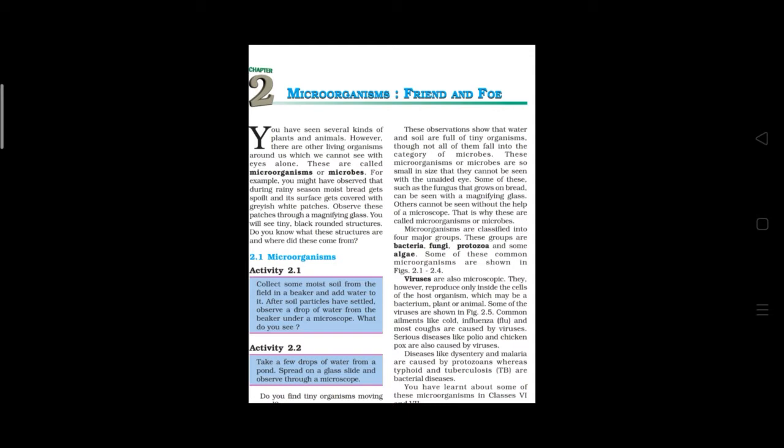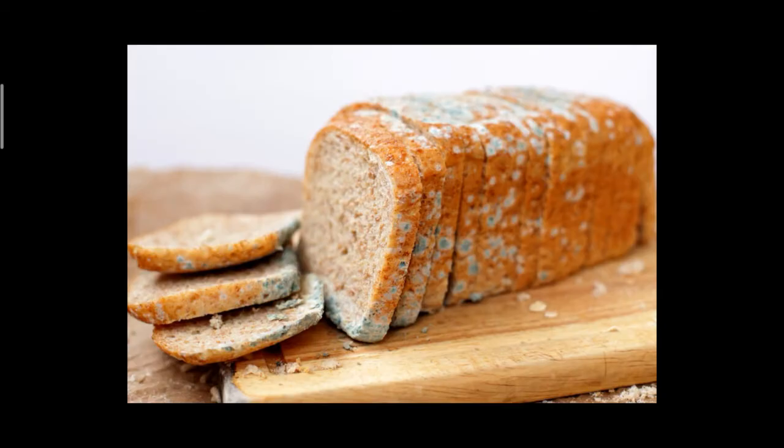You have seen several kinds of plants and animals. However, there are other living organisms around us which we cannot see with our eyes alone. These are called microorganisms or microbes. For example, if you keep bread slices for more than 5 days, especially during rainy season, you may have seen its surface gets covered with grayish white patches like this.